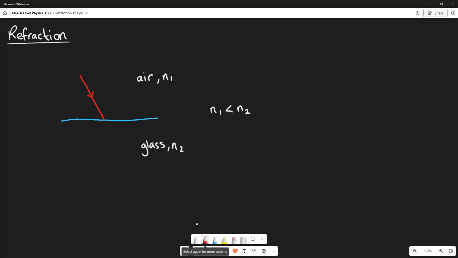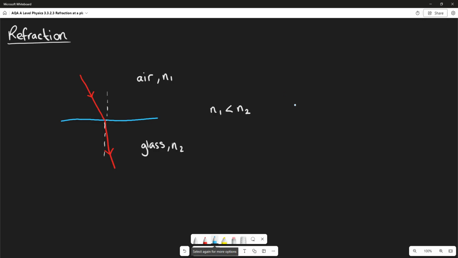And when you have an increase in the index of refraction, then you are going to have the light bending towards the normal. Okay, here's the normal at 90 degrees, and the light ray is bending towards the normal.